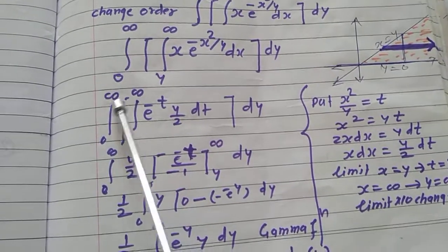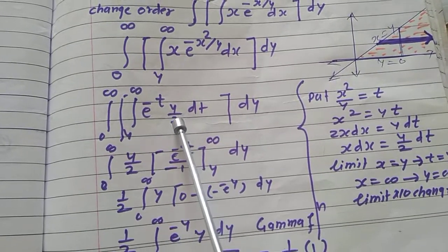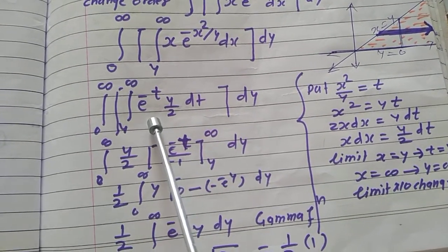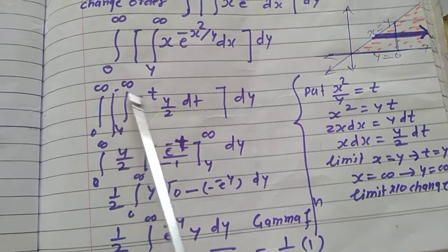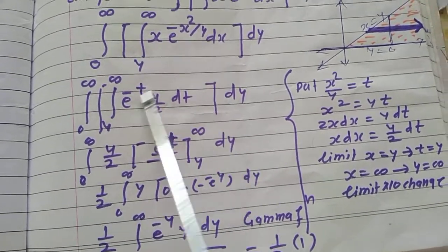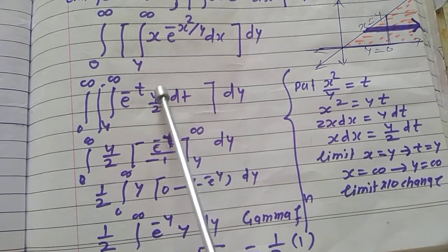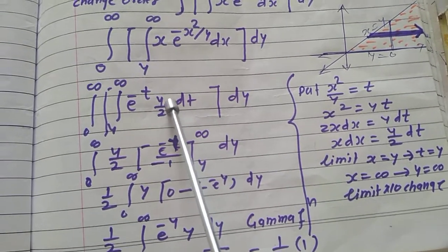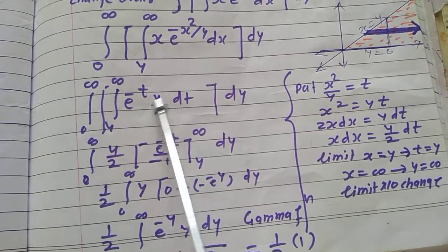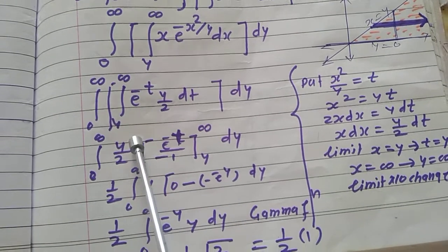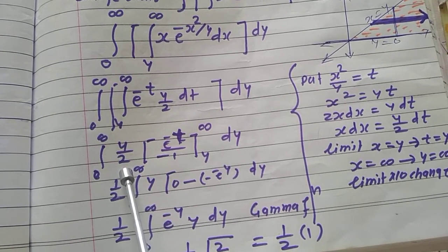No change at all. So change your problem in terms of t. My problem becomes y to infinity, 0 to infinity, e raised to power minus t, and x dx is equal to y by 2 dt, dy. Now this y by 2 is constant with respect to t. So I have taken this y by 2 out of the first integration.